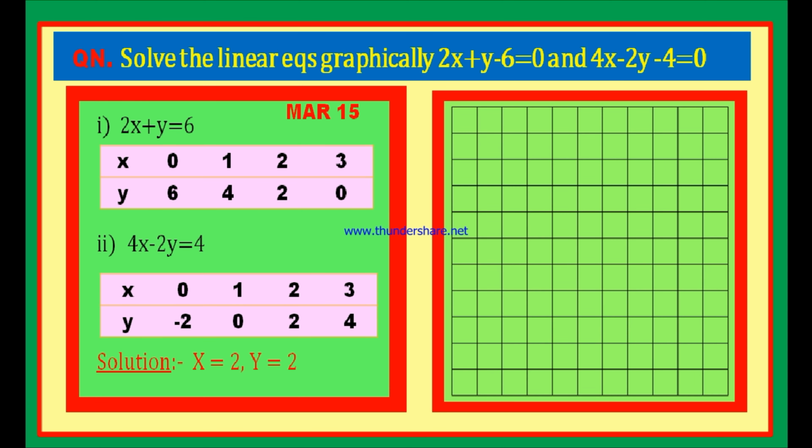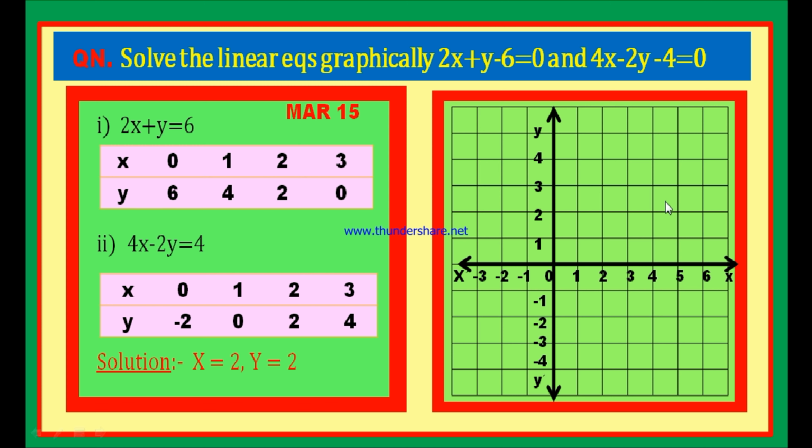Here is the graph sheet. Draw a horizontal line of reference, which is called the x-axis, and a vertical line of reference, called the y-axis. On the x and y axes you may take the scale as 1 centimeter is equal to 1 unit. On the x-axis, on the right hand side of the origin, you may take 1, 2, 3, 4 and so on, and on the negative side, on the left hand side, you take minus 1, minus 2, minus 3 and so on. Similarly, above the horizon on the y-axis, positive values 1, 2, 3, 4, 5, 6 and so on, and below the horizon negative values minus 1, minus 2, minus 3, minus 4, like this.